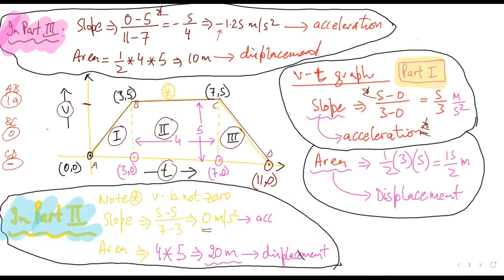Now let us come to how to find the area under the curve. The area in a velocity time graph gives the displacement. The slope under a velocity time graph gives the acceleration. The area under the velocity time graph gives the displacement.